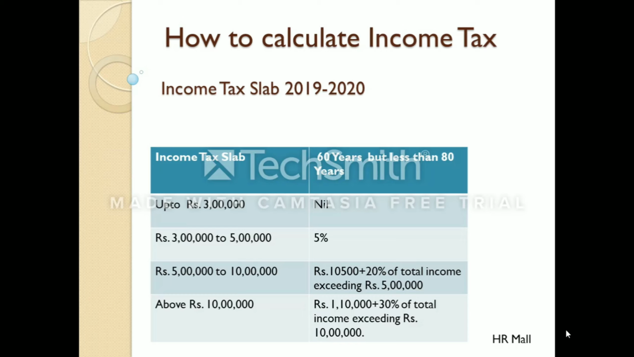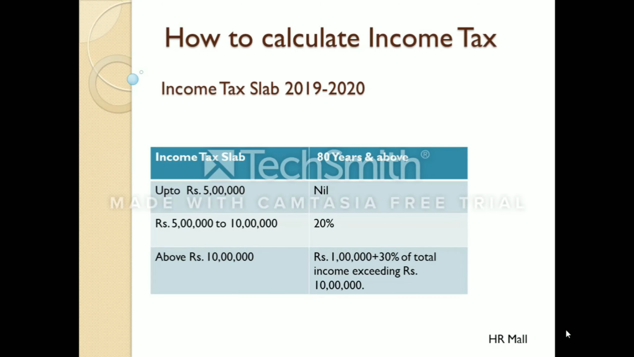For senior citizens, 60 plus but less than 80 years: up to 3 lakh nil; 3 to 5 lakh 5%; 5 lakh to 10 lakh 10,500 plus 20% of the total income exceeding rupees 5 lakh. Above 10 lakh it is 1 lakh 10,000 plus 30% of the total income exceeding rupees 10 lakh.